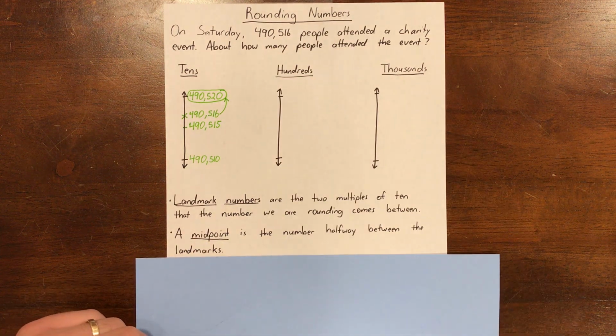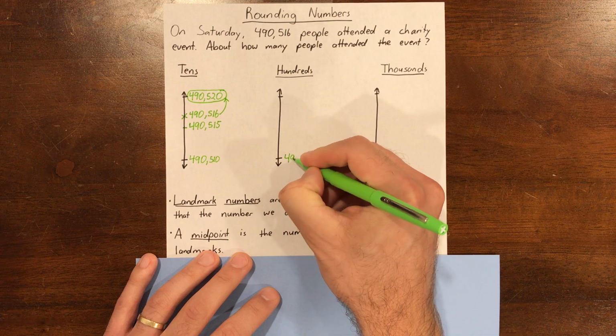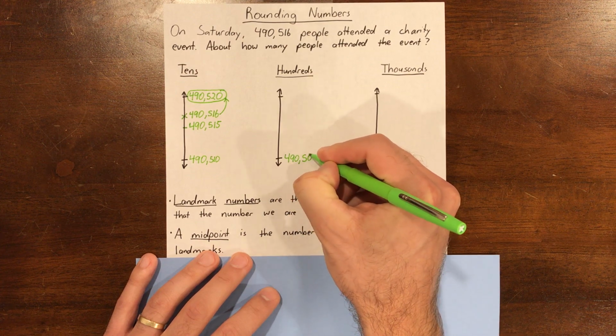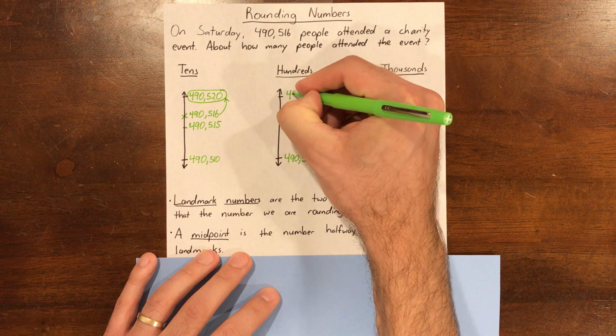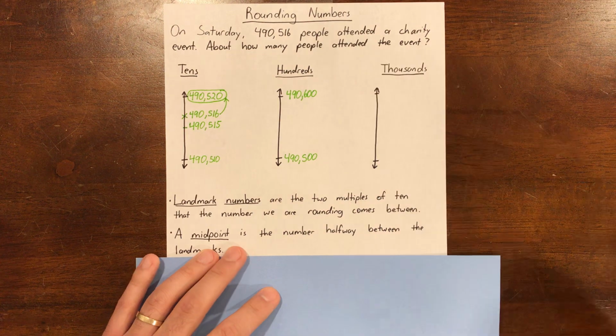Okay, so let's try to apply our number line strategy to round to the nearest 100. What two hundreds are 490,516 between? Say it out loud. Okay, it's between 490,500 and 490,600.